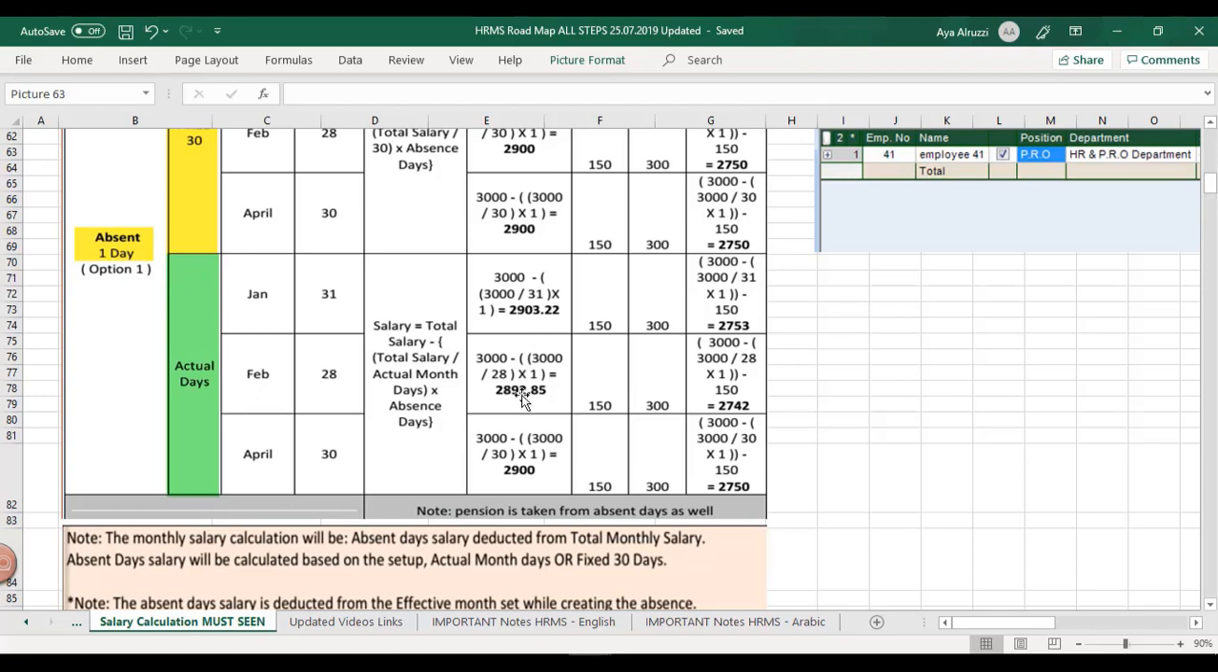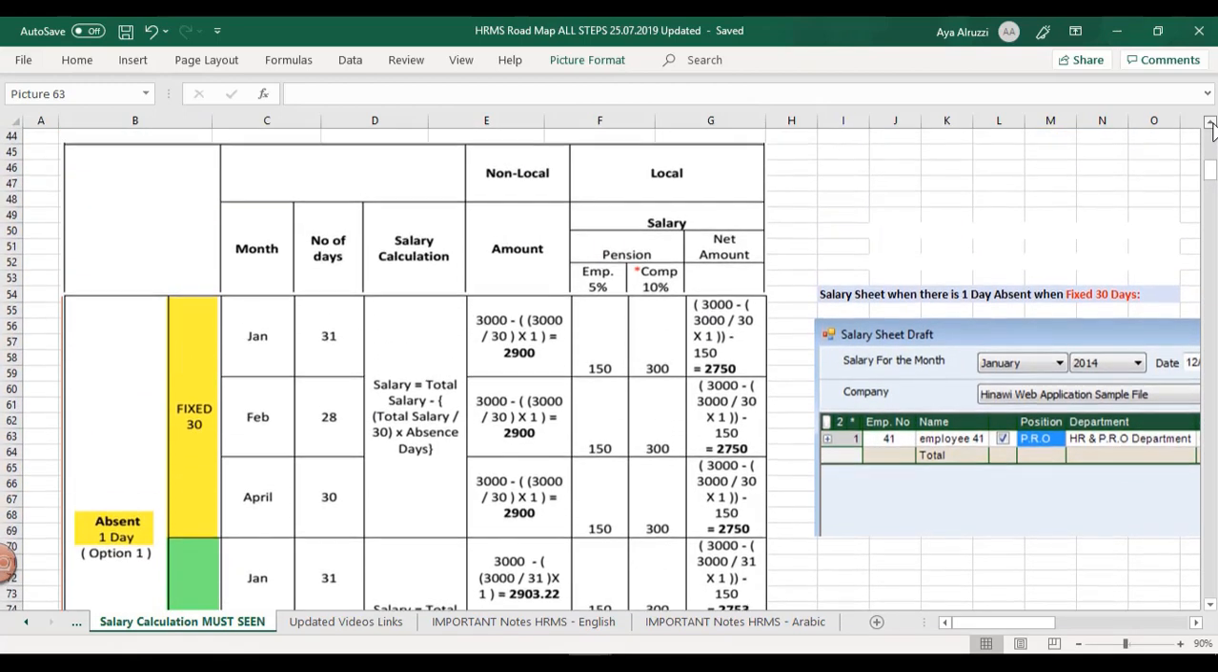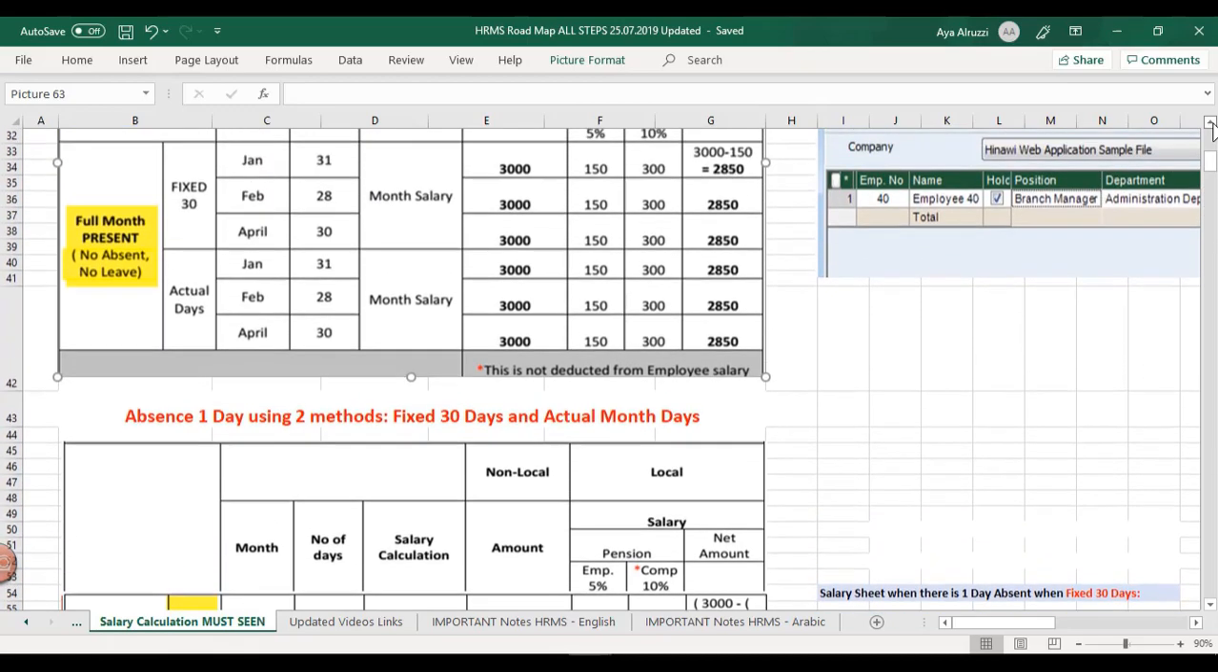2,903.22. Now, in the following scenario, we have 3,000 minus, between parentheses, 3,000 divided by 28. Where did this 28 come from? Basically from here, and then multiplied by 1. And in the last case, which is for April, we have 3,000 minus 3,000 divided by 30, which came from here, multiplied by 1, because there is 1 day of absence, which gives us this. If we want to consider pension, which is minus 150, it will give us the following net amount.